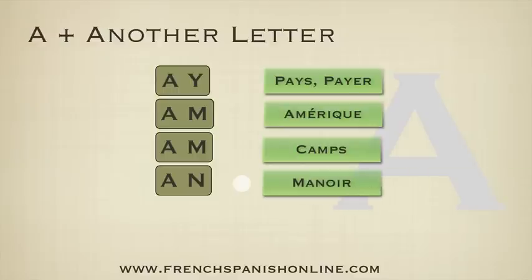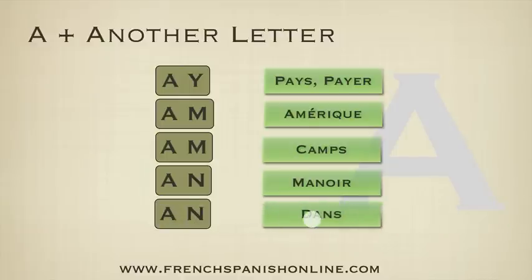The same thing for A and N. If we have a vowel after, like manoir for mano, manoir, and AN with the sound en when we say, for example, dans, because we have a consonant after dans to say in. Okay? So that's some examples how to pronounce the letter A in French.